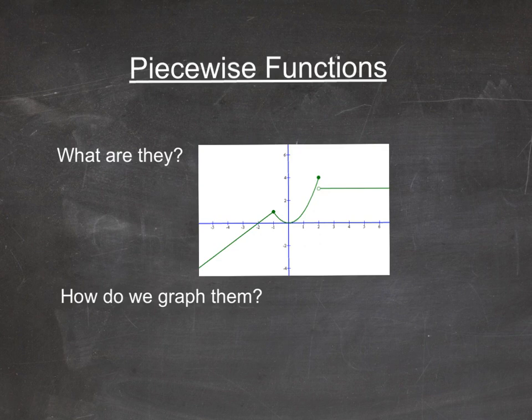They're just functions that are split into pieces. So if we look at this picture here, I see that I have, it looks like, 3 pieces to this function. Part of it is a line when x is less than or equal to -1, and then part of it is a parabola here, and then part of it is another line. So it looks like it's a function made up of 3 pieces.